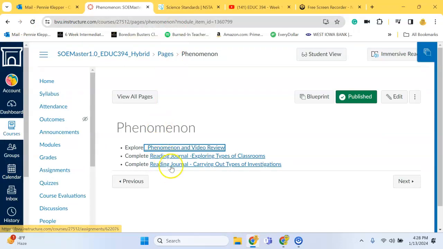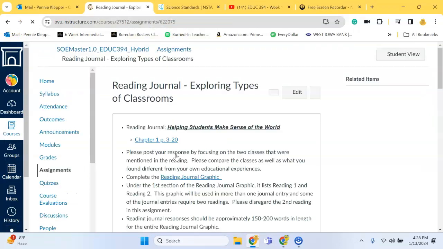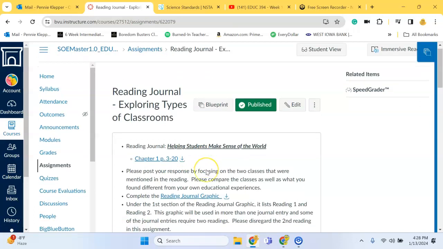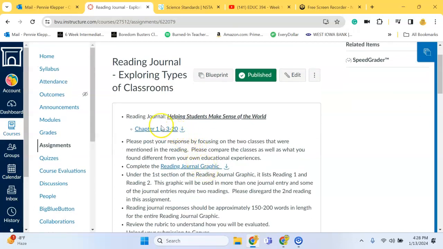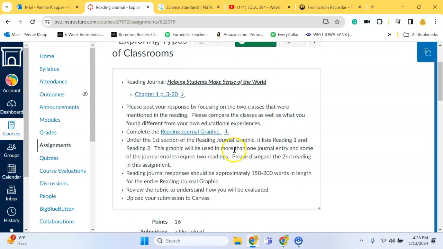So that's what you need to do for that assignment. And the next two are reading journals. The first one is exploring types of classrooms. There are different types of classrooms. And this is chapter 1, pages 3 through 20. And what I'd like you to focus on are the two classes that are mentioned in the reading. There are two specific teachers, and you want to also compare what's been different from you and your educational experience. And then you need to complete this reading journal graphic, and it gives some information down here of how to complete the reading journal graphic. And if there's any confusion, your response should be 150 to 200 words in total.